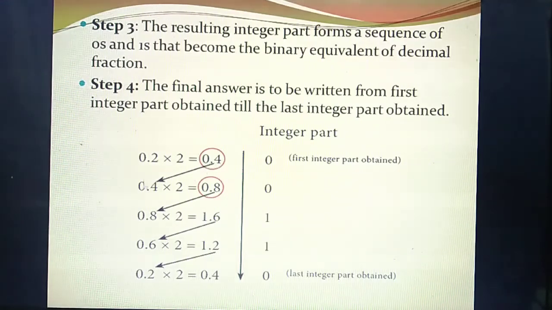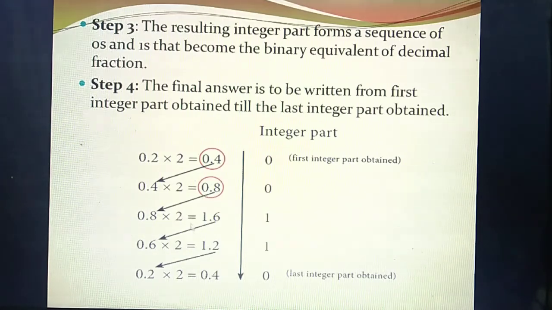That value you should write here again. 0.4 into 2, the answer is 0.8. Again 0, because the integer value, that means before the point, is 0. Zeros and ones, that is the answer. That one you should write separately. So you see what is before the point, what answer are you getting? 0. Here also before the point, 0.